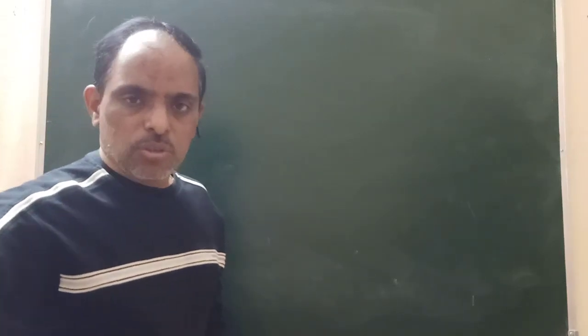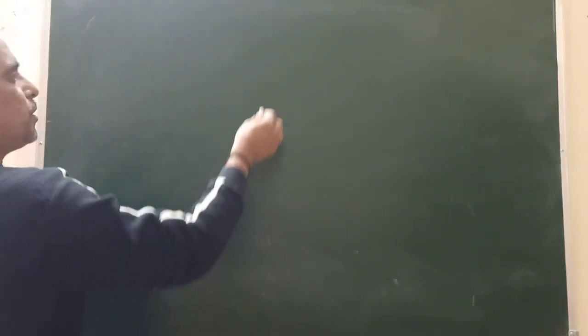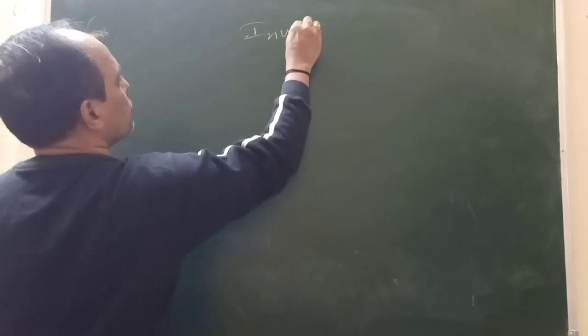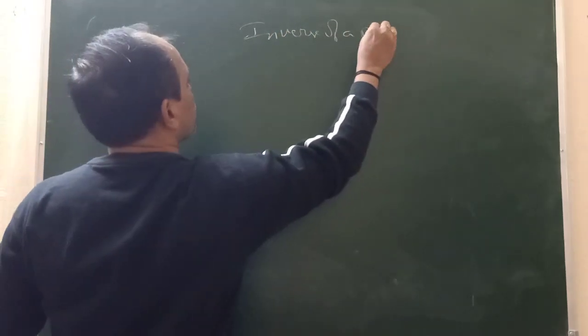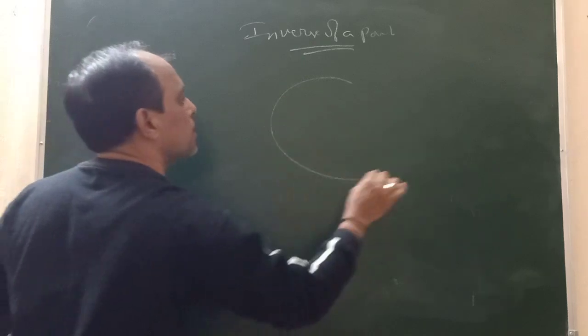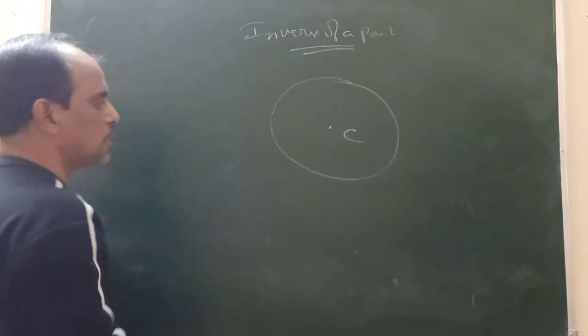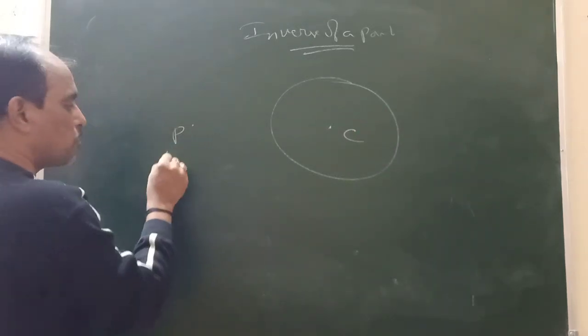Okay, next, coming to the next one, inverse of a point. What is meant by the inverse of a point? Suppose this is a circle with center C and here is a point P, that is nothing but the pole.